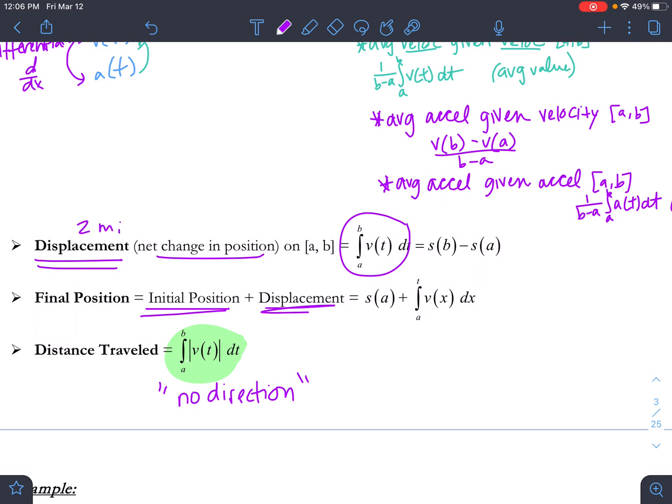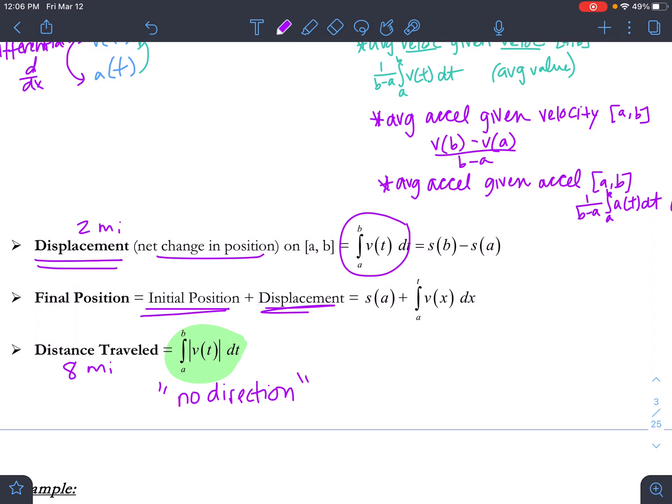Okay, but if I traveled 5 miles west and then traveled 3 miles east, and I'm asking how far did I go? I went 8 miles, right? That's how far I walked. I'm not just going to say, oh, I only went 2 miles. So distance traveled is basically making everything positive.